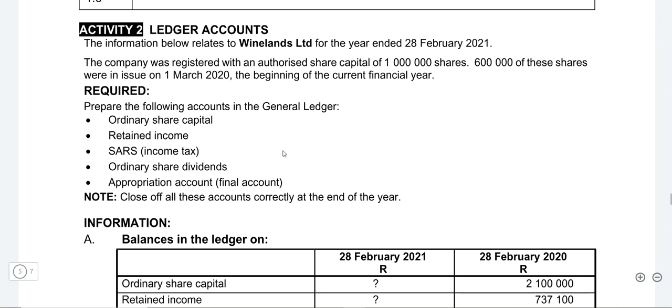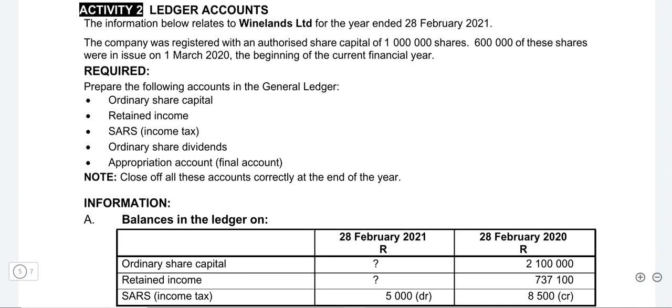So now, like I said, in this lesson we're going to be focusing on companies ledger accounts. Should you have any question, you are more than welcome to leave your questions in the comment section. In this activity, we are required to do the following accounts: the ordinary share capital, retained income, SARS income tax, ordinary share dividends, and also the final account, which is appropriation. And we should also be able to close off these accounts correctly at the end of the year.